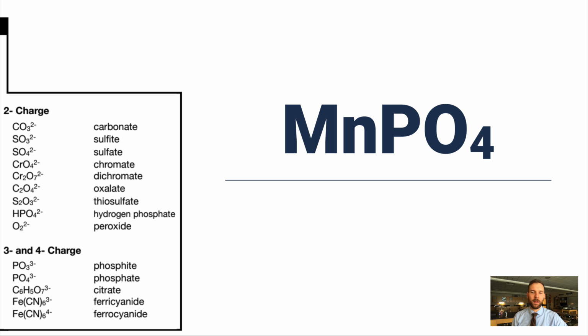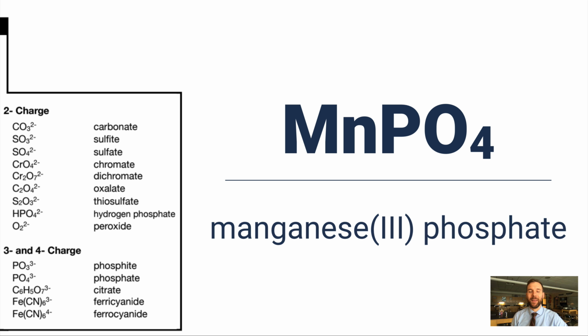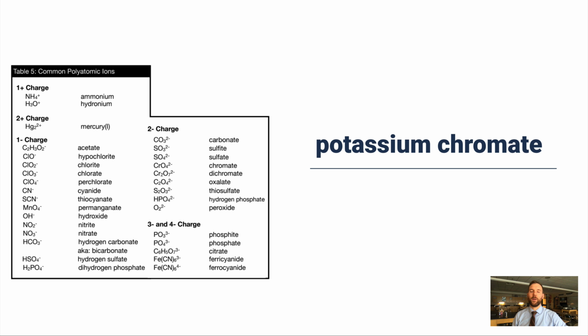Last example, MnPO4. Well, again, Mn is a multivalent metal. I have to look at PO4. I've got one PO4. That's a phosphate ion. It's got a -3 charge, but I only have one manganese atom or ion, so that means this has to be manganese 3 phosphate.